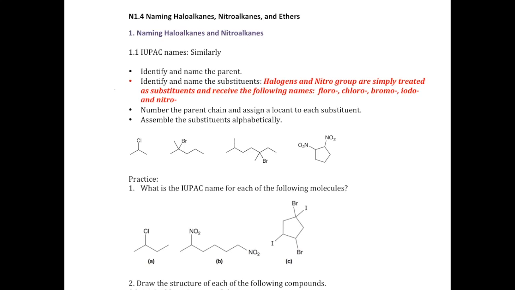Hey class, now let's learn how to name haloalkanes, nitroalkanes, and ether. So I would say if you are good at naming complicated alkanes by now, this will be really easy for you because all you need to change is the type of substituents. So when we have halogens and nitro groups on there, we can treat them as individual substituents, and they'll be named like fluoro, chloro, bromo, and iodo for halogens, and for nitro group, it'll be just nitro.